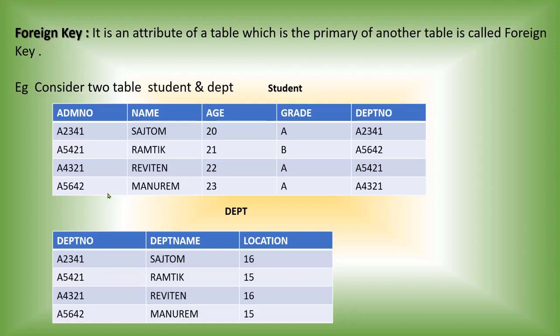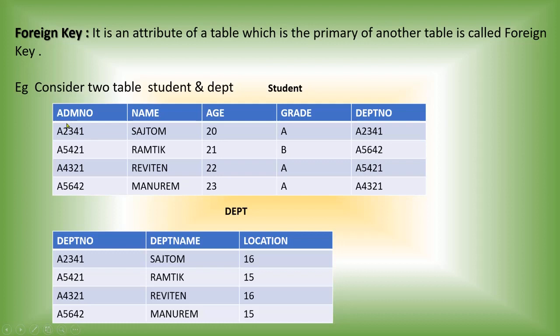If you have more records, there may be a chance that names can be repeated. In the same way, age can be repeated. It's a student table, so automatically age will be repeated. Grade also can be repeated. Department number is the department in which they are studying. Multiple students may study in the same department, so department number can also be repeated. So these are the different attributes of the table.